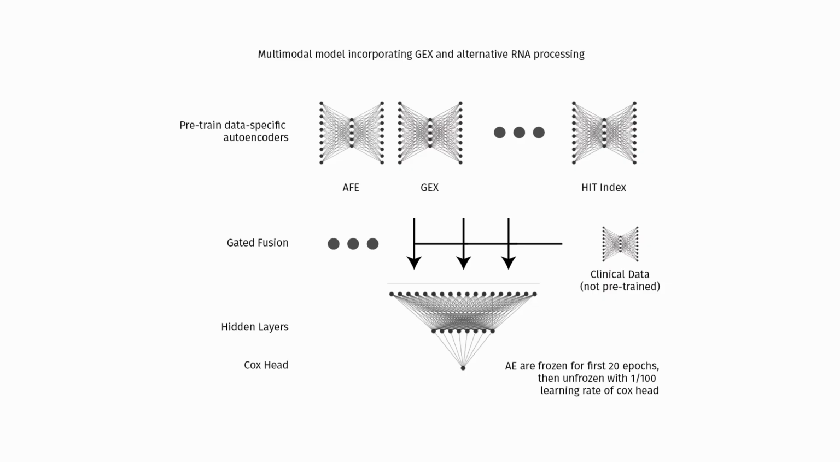We pre-train all of the alternative RNA processing and gene expression autoencoders. We don't pre-train the clinical data autoencoder. All the autoencoders other than clinical data are frozen for the first 20 epochs and then unfrozen with a 1/100th learning rate of the Cox head. And we perform extensive hyperparameter tuning on both the encoders and the MLP.